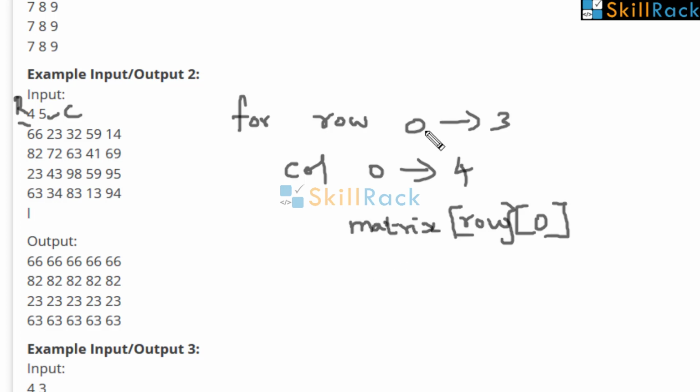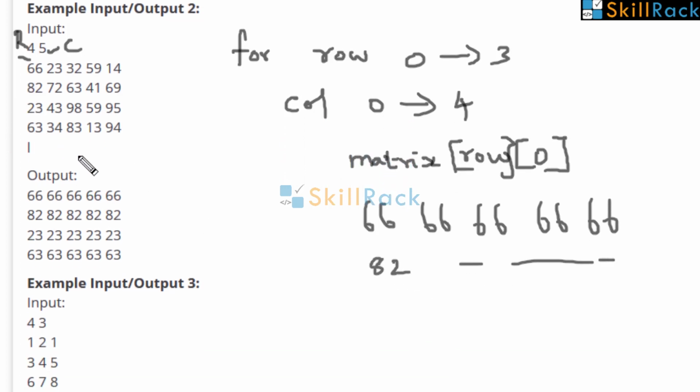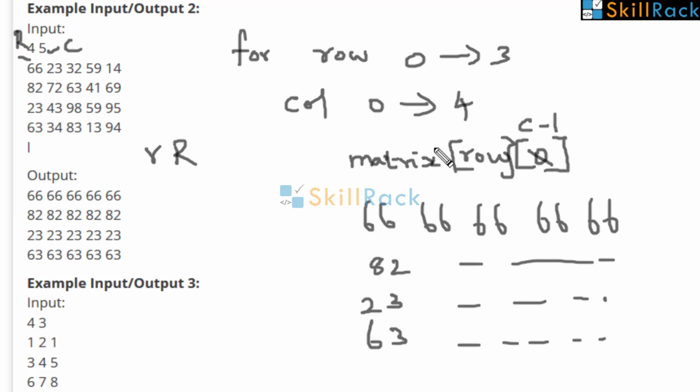So in the row 0, col will be going from 0 to 4, but always it will be printing the first value. So 66, 66, 66, 66 will be printed. Similarly, 82 will be printed throughout the values and 23 will be printed throughout the column and 63 will be printed throughout the column. Suppose it was right, that is instead of L, it was R or capital R. All you need to do is C minus 1 here.